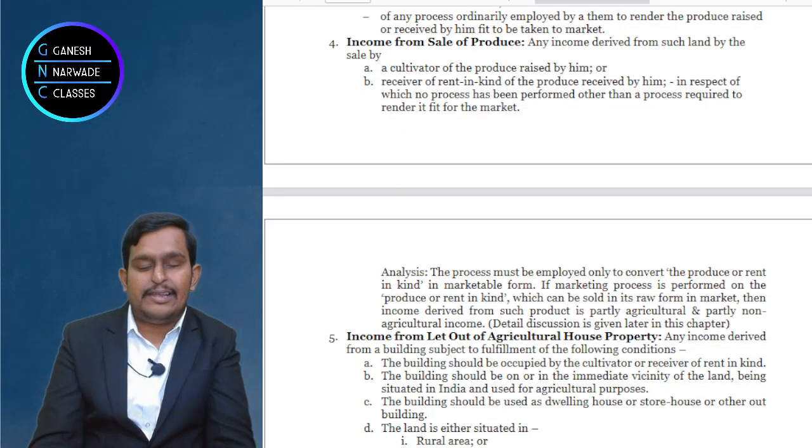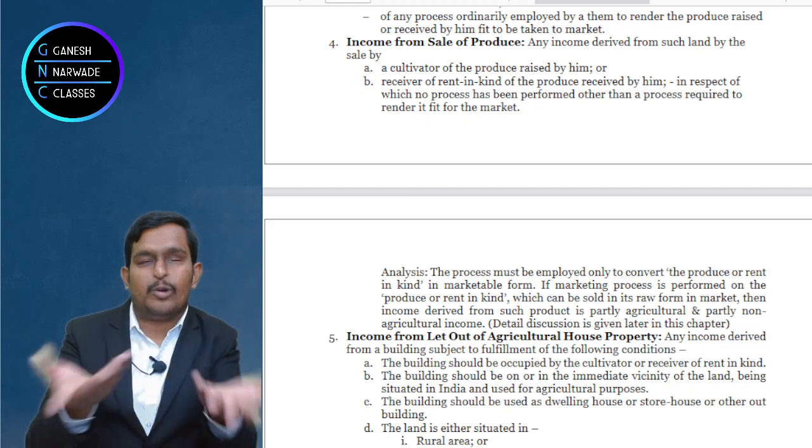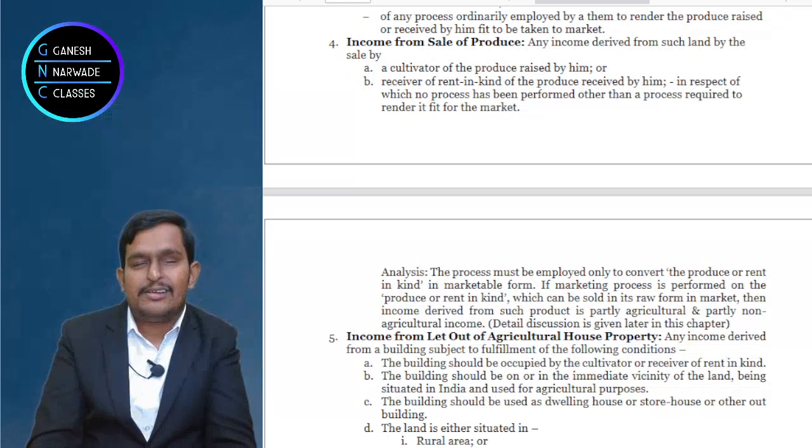So no need to worry from an exam perspective. Simply, the building should be attached to agricultural land. The cultivator or receiver of rent should stay in that building. If the owner himself is cultivating, he should stay in the building. Then there is anyhow no rent, so no need to discuss it. So like that it comes.